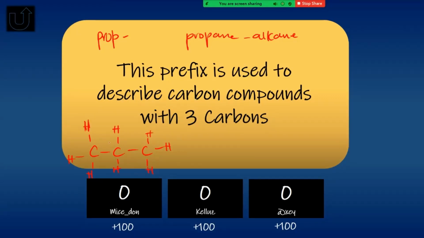So this would be what we call the displayed or condensed formula. Which one would this be? This will be the displayed formula for this molecule, propane. Very good. You remember how to write the condensed formula?